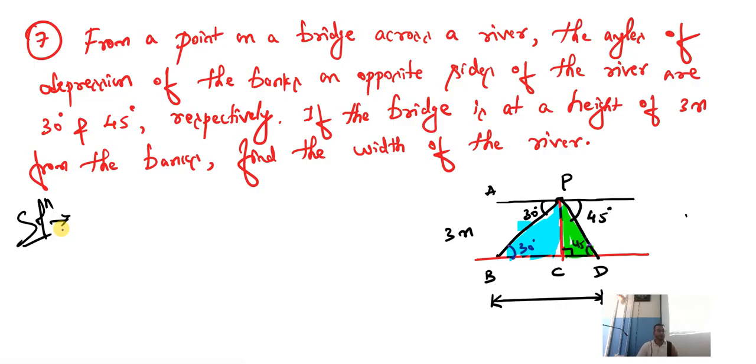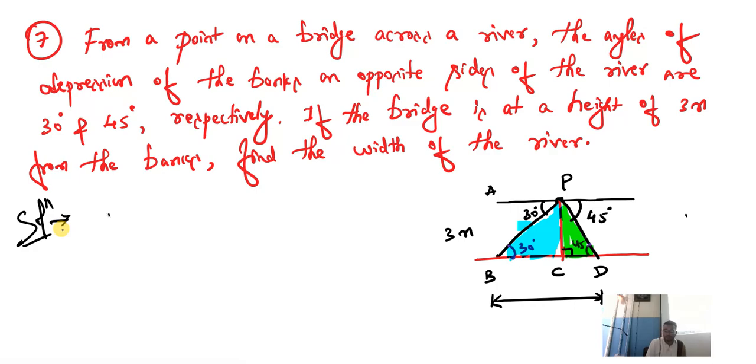The height of the bridge is PC. Understood? Next, the width of the river is BD. This much we know.